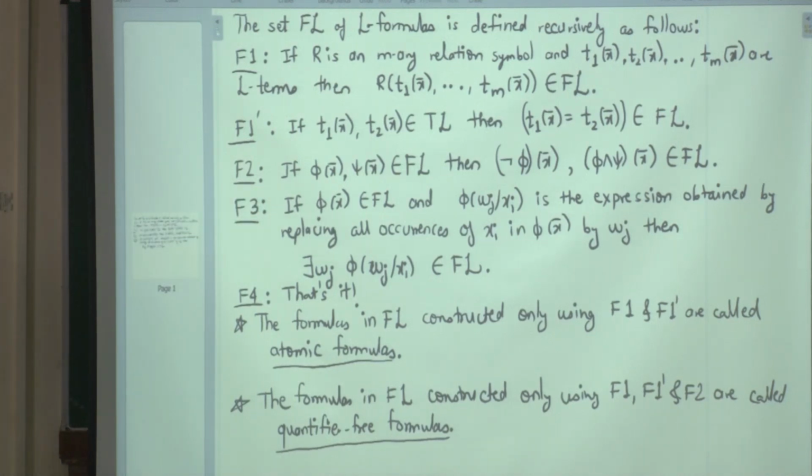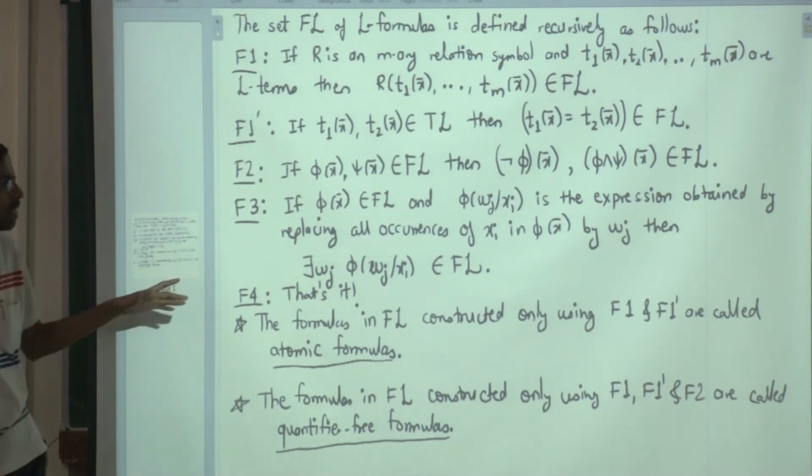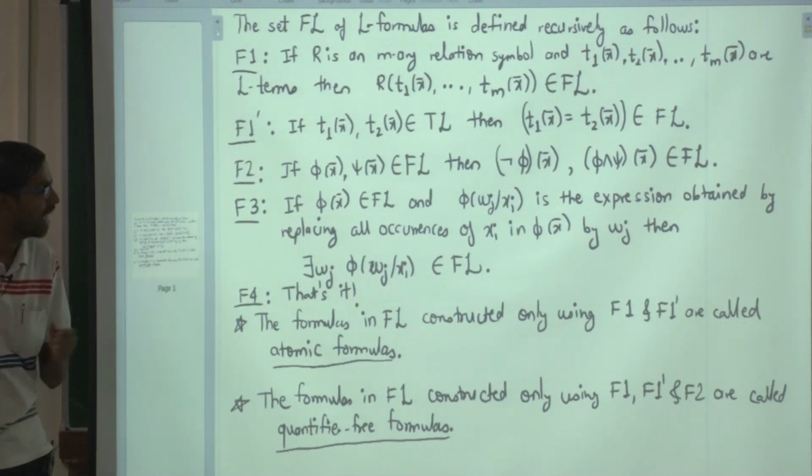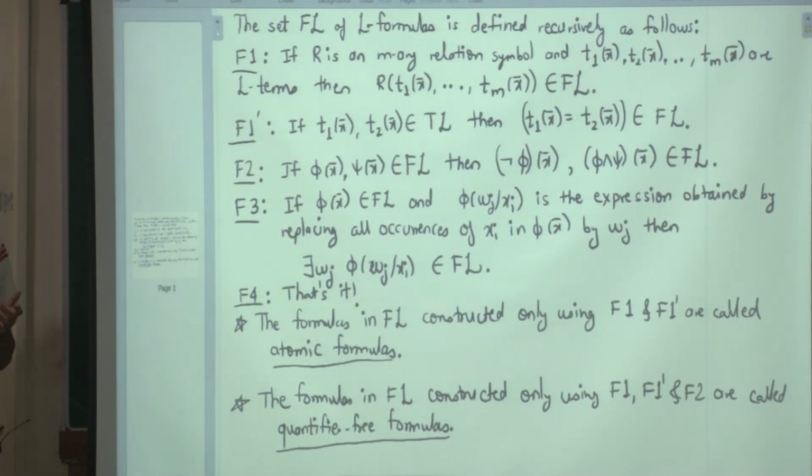Third, F2 is the clause which says that if phi of x bar is a formula, then so is negation phi, and if phi and psi are formulas, then so is their conjunction. This is something that you already know. Then F3 is the new clause, and that is what first order logic is all about. It is quantifiers. We are only talking about there exists.